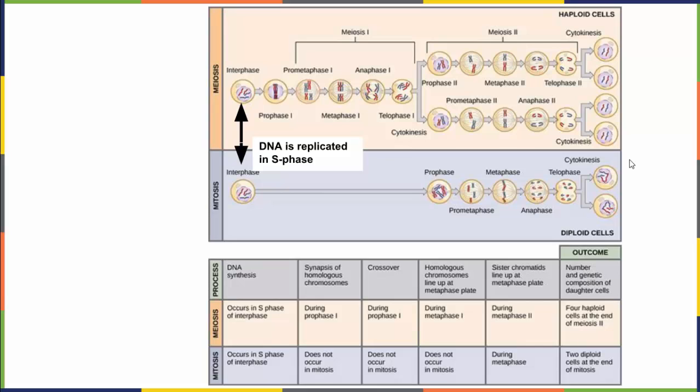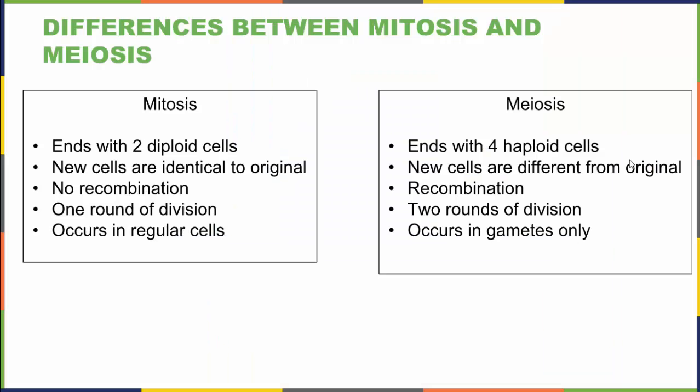Here's some differences that I wrote in a little easier to follow format. So mitosis ends with 2 diploid cells. The new cells are identical to the original. There's no recombination. There's just 1 round of division, and this is in regular cells. Meiosis, you get 4 haploid cells. The new cells are all going to be different from the original. Remember, the original cell was a diploid cell. All of these are going to be haploid. Recombination does occur in meiosis. There's 2 rounds of division, and this is only if we're making gametes.